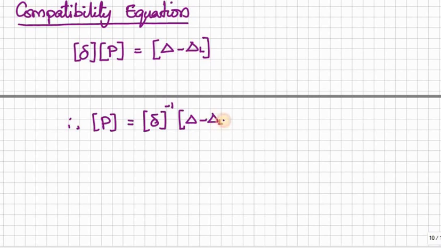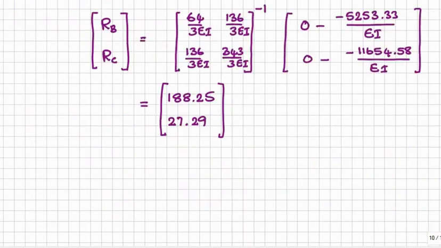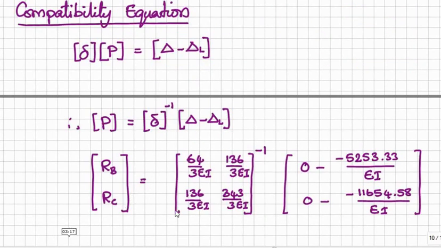So in this problem the redundant forces are RB and RC. Therefore the P matrix is nothing but RB RC, equal to the flexibility matrix inverse. So this is the flexibility matrix, and this is the delta, that is the final displacement at B and C. In this problem there is no sinking of supports, therefore delta is equal to 0 0 minus delta L.